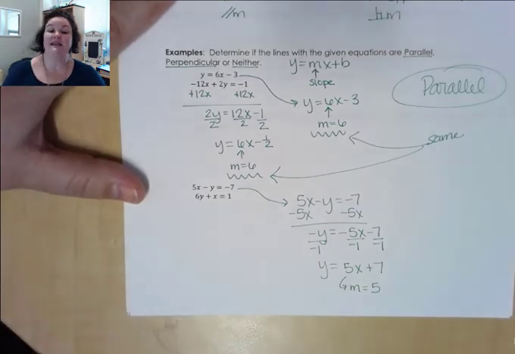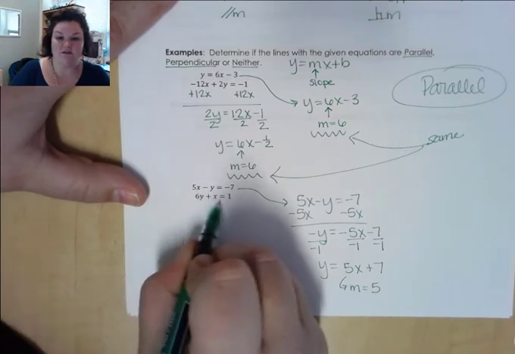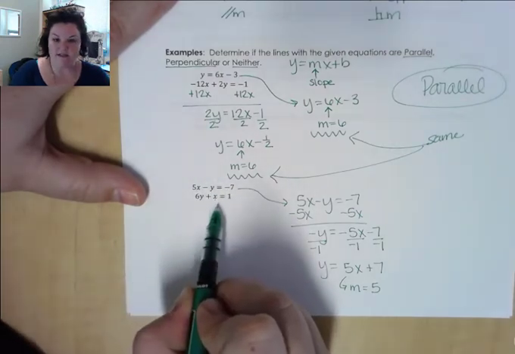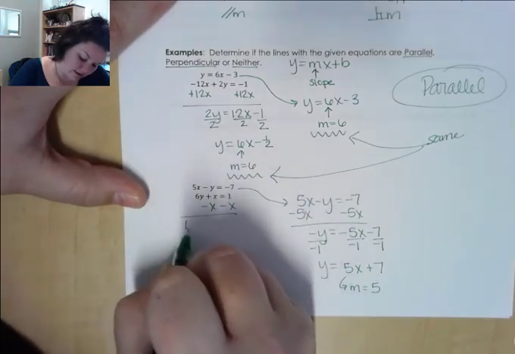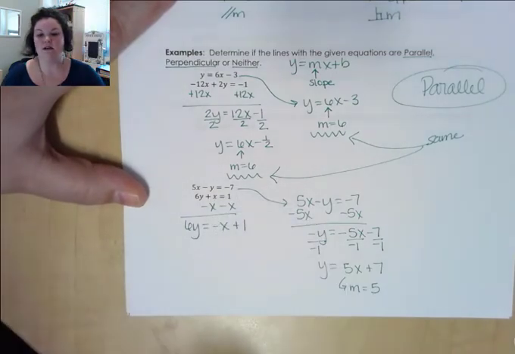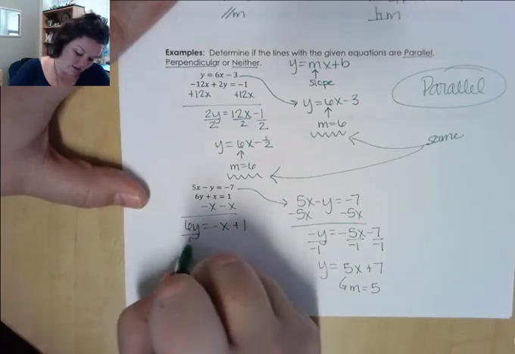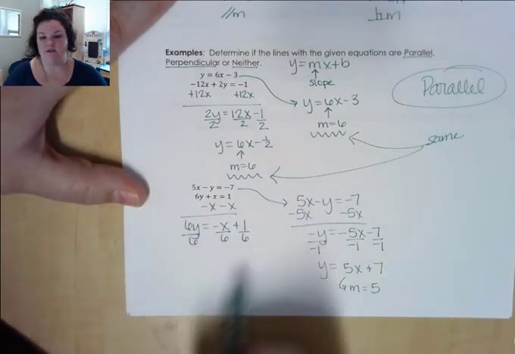Now I need to do the same thing with the other line. So if I look at this other line, it's not solved for y either. So to get it solved for y, I need to move my x term to the other side. So I'm going to subtract x from both sides. So I have 6y is equal to -x + 1. And then to get y by itself, I then just divide off the 6. If I divide it off on the left, I have to divide it off on the right.